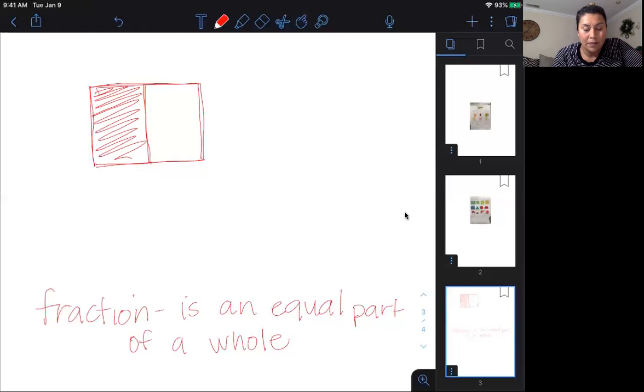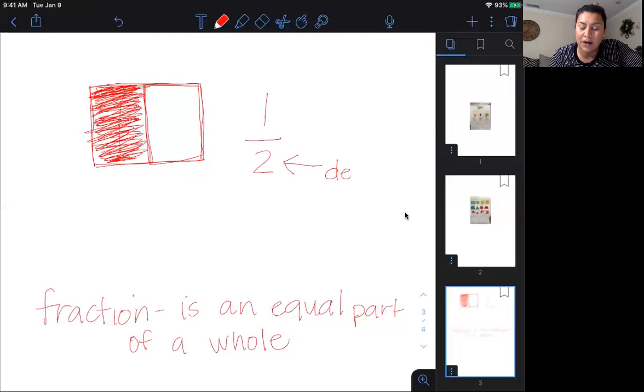Now the whole is 1, but if we cut it in half to make a fraction, this would now be 1/2. 1/2 of a chocolate bar, 1/2 of a cake, 1/2 of a piece of toast. That's just to give you an idea of what this is. If I eat one side of it, I'm going to eat 1/2 because there's still this side. Okay, so fractions, and just to further break it down, this is our denominator.